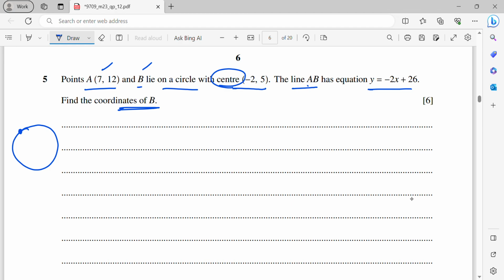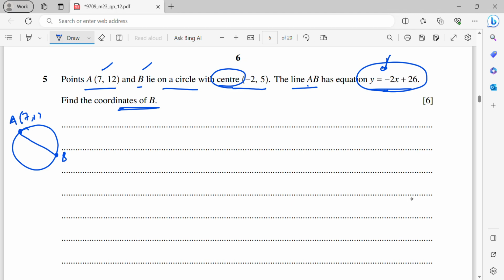Okay, and line AB is y equals to -2x plus 26, which means the line has a negative gradient, so your B should be somewhere here, right? So this is your A, so that it will be having a negative gradient for the line AB.